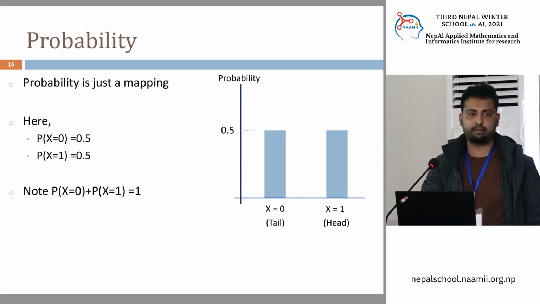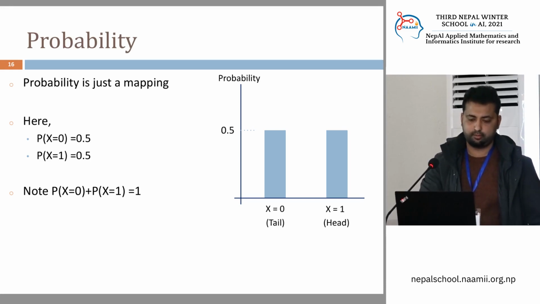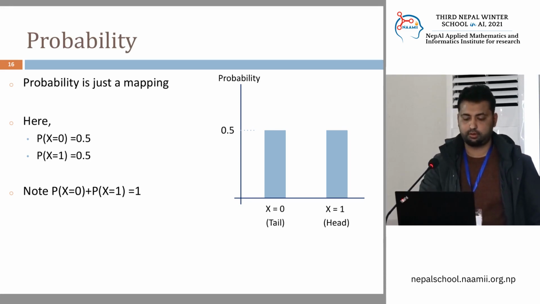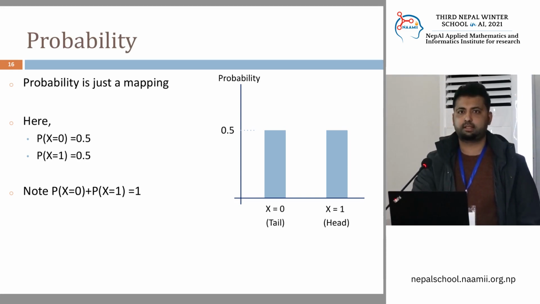So probability is a mapping from an event to a number between 0 and 1. This is for a discrete probability, for example, because in continuous you talk about something else. I'll talk about the continuous probability density. So this is probability. So what is statistics?